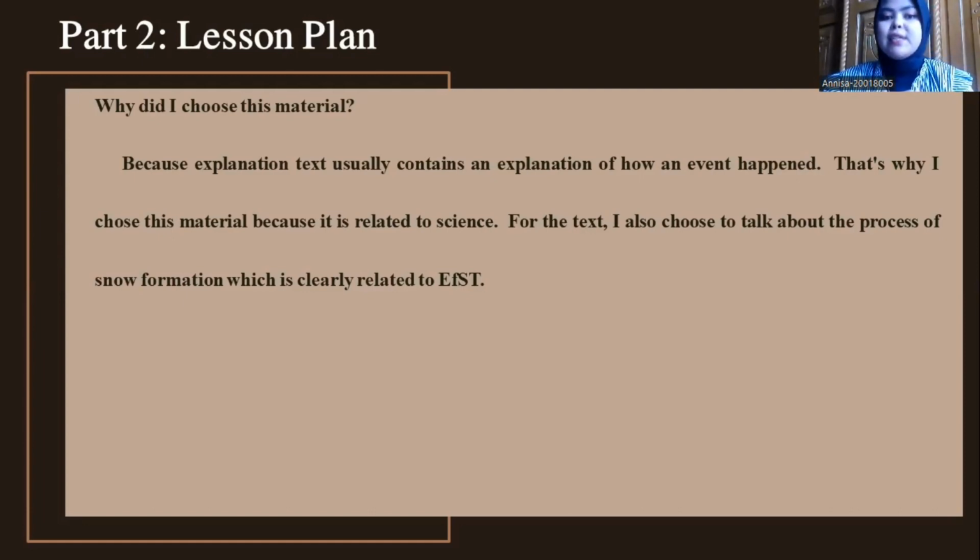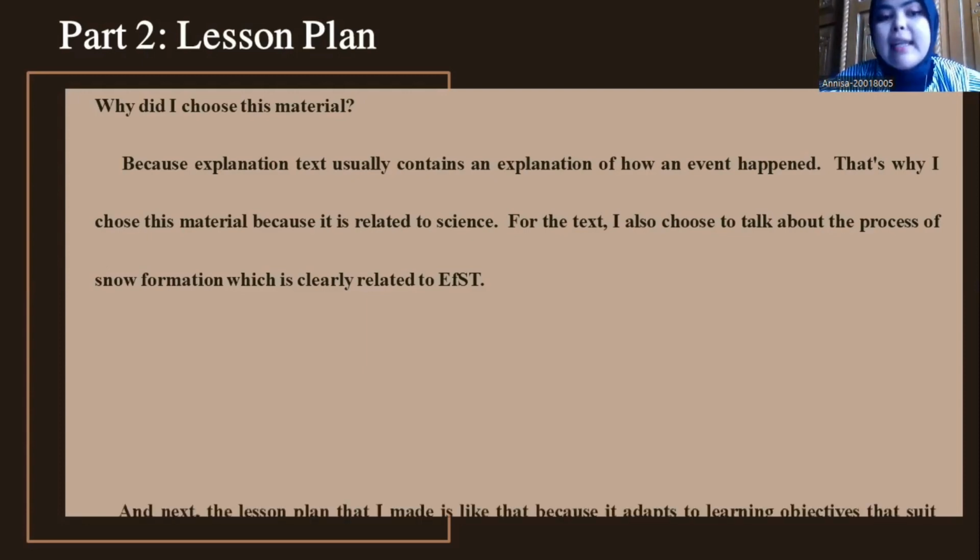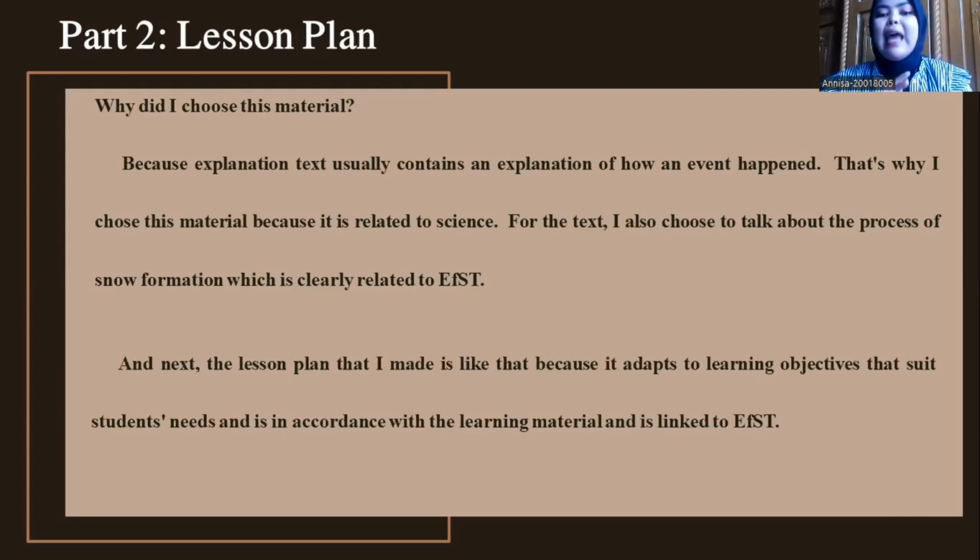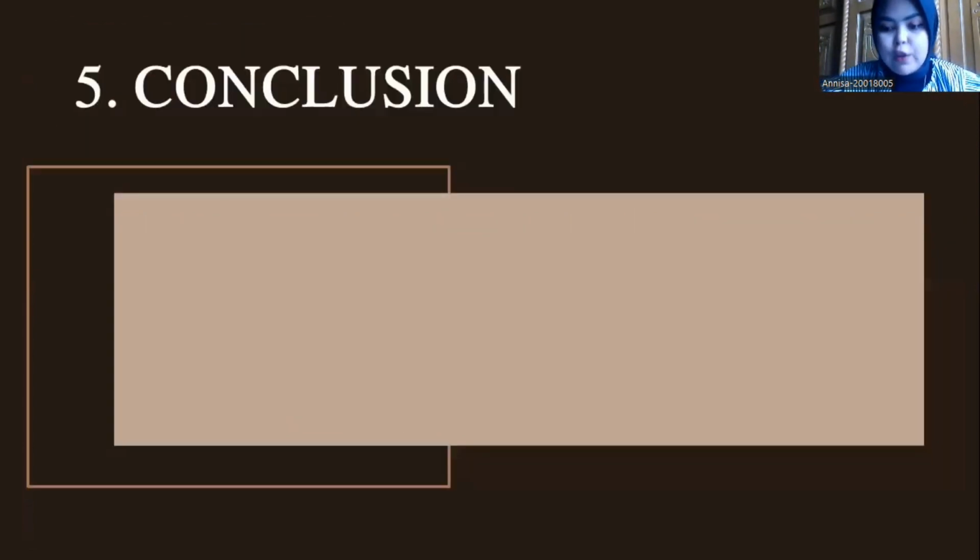So that's why I chose this material, because it is related to the science. And for the text, I also chose to talk about the process of snow formation, which is clearly related to English for Science and Technology. And next, the lesson plan that I made is like that because it adapts to the learning objective that suits the student needs, is according to the learning material, and is linked to English for Science and Technology.